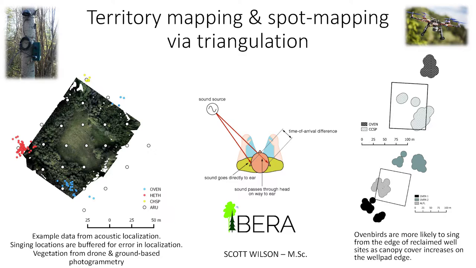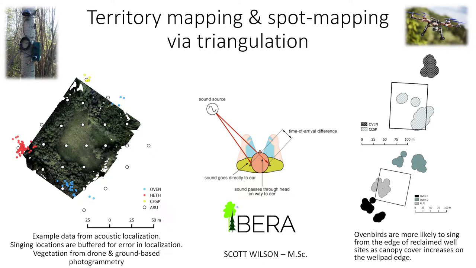Now, some of the other things we're trying to do with this technology. So, spot mapping and individual territory mapping. An ARU, you just stick it out, and all it's counting is all the birds that it hears. But if you use them in an intelligent way, you can actually learn way more. So each one of these is an ARU. And this is a well pad that I flew with the drone, so I can get a 3D photogrammetric representation of the well pad. This is the structure on it, etc.